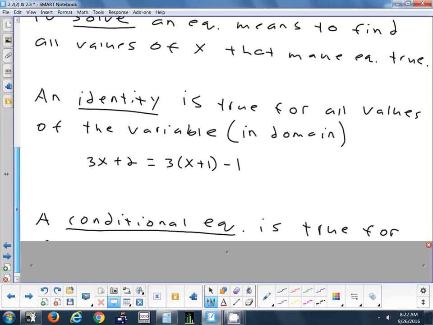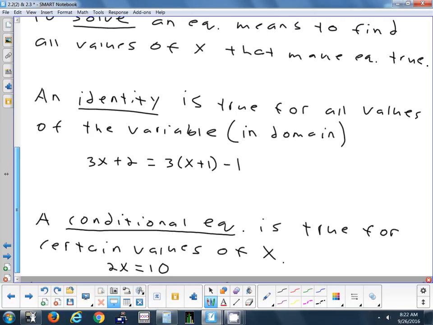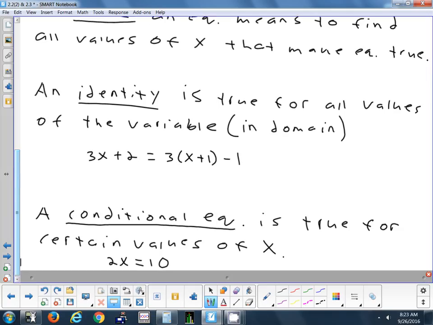Versus something like this, a conditional equation. A conditional equation is an equation that can be true if you pick the right value for x. So like 2x equals 10. That's an equation that could be true if you pick the right number for x. Okay, so identity, always true. Conditional equation, could be true. And the last type of equation, which I didn't write down, is a contradiction. That's never true. That would be, again, something like x plus 1 equals x plus 2. You can't solve that equation. It won't work.